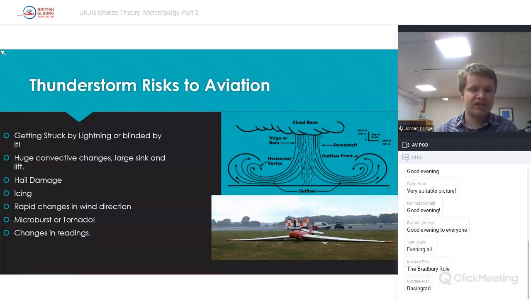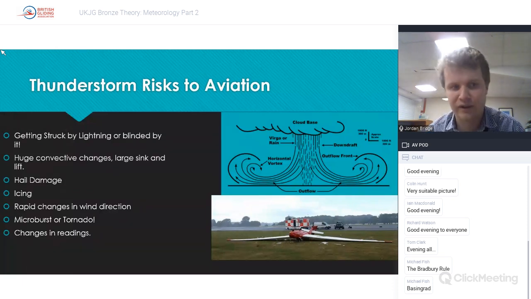Obviously, huge convective change, large sink and lift, so you could be having a great time and then land out 10k before the airfield because you've had 15 knots sink. Hail damage, icing, we'll come on to that in a moment. Rapid changes in wind direction. Tornadoes, they do happen in the UK, or funnel clouds.